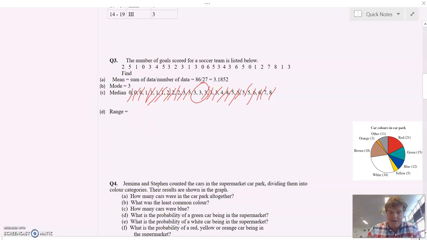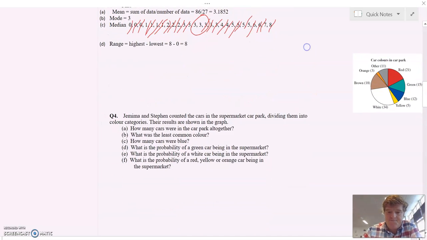The range is the highest minus the lowest, which is going to equal, in this case, the biggest number is 8 minus 0, which equals 8. Okay, so there are our answers there.